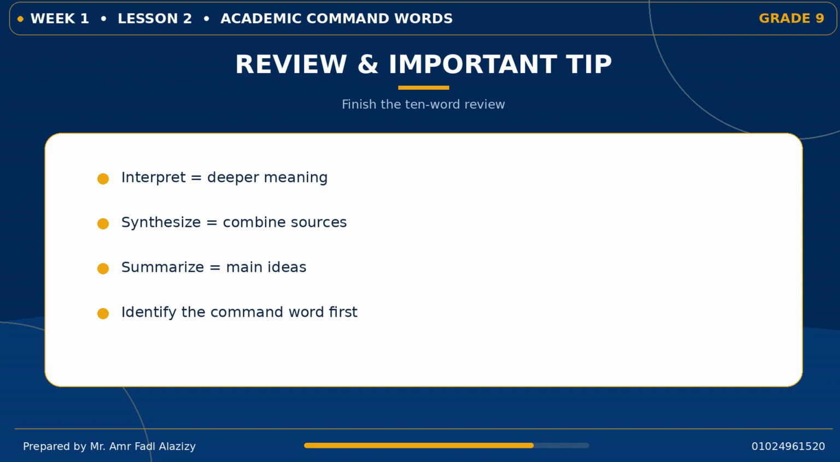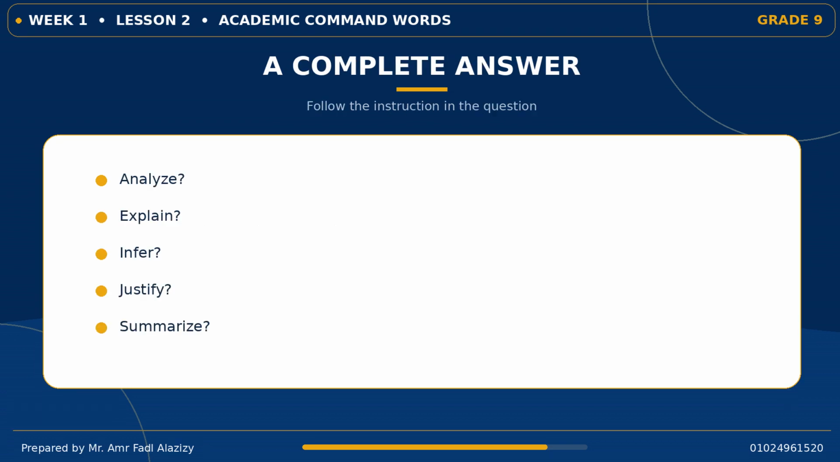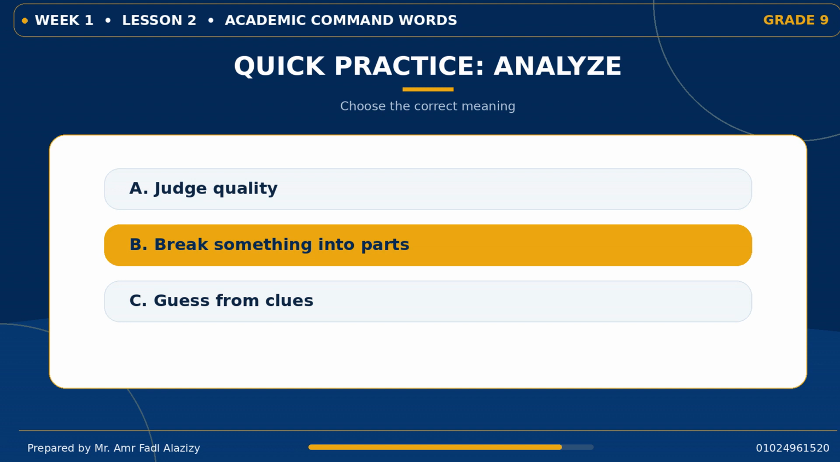Here is an important tip. Always identify the command word before you answer a question. Ask yourself, what does the question want me to do? Does it want me to analyze, explain, infer, justify, or summarize? Understanding the command word is the first step to giving a complete and accurate answer.